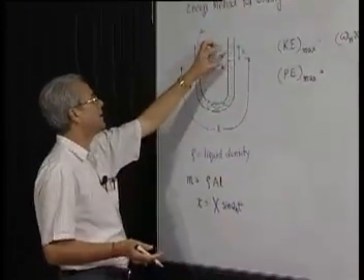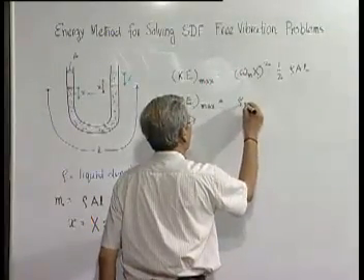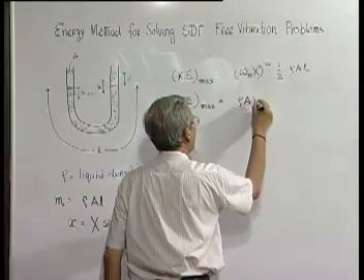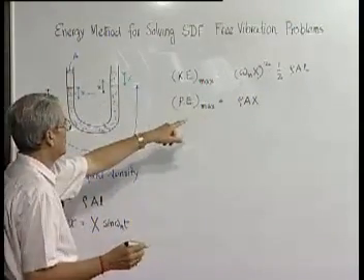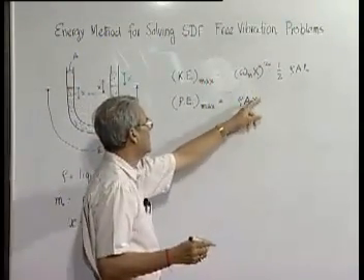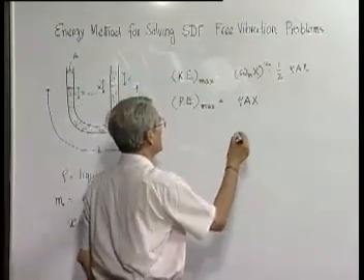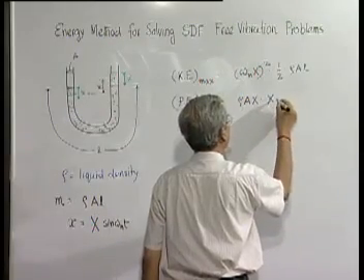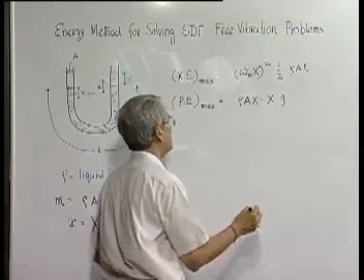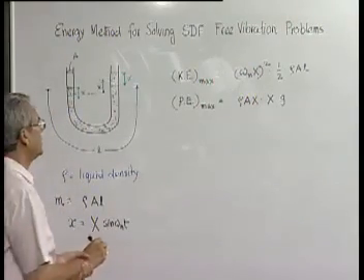So, how much is the increase in potential energy? First of all, the mass is rho into A into x, when x is equal to capital X; that is the volume, and rho is the density. So, this is the mass of this block, which we are shifting by an amount x. So, this is the maximum potential energy.